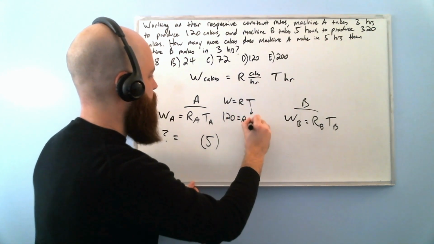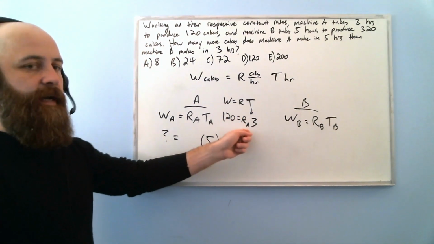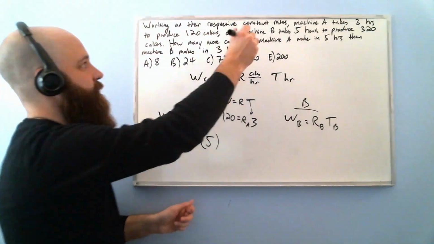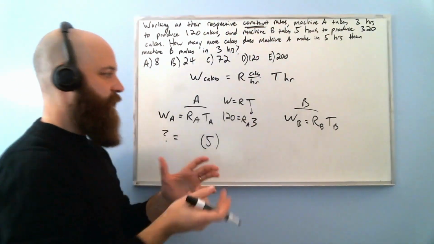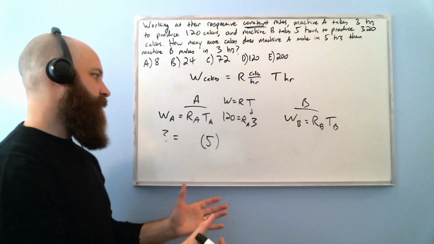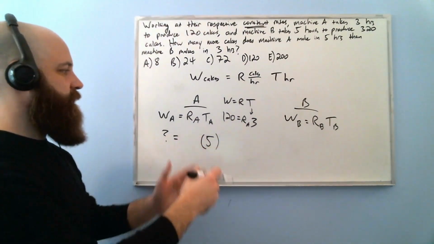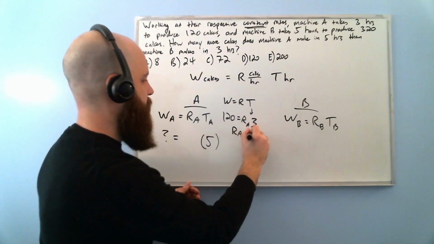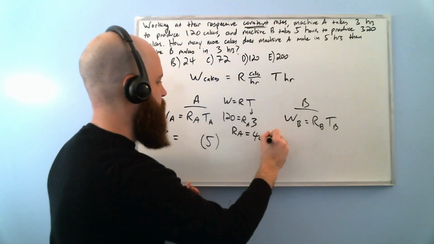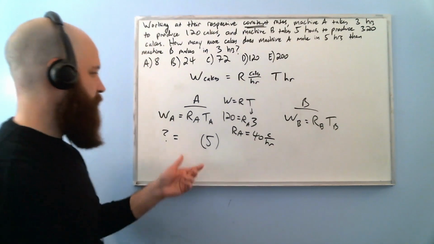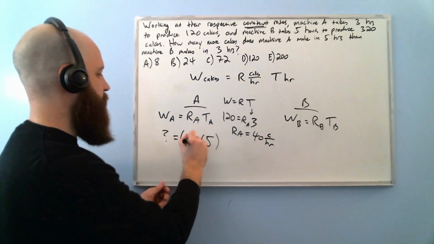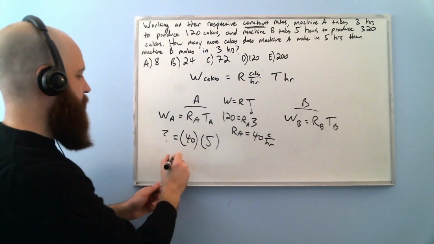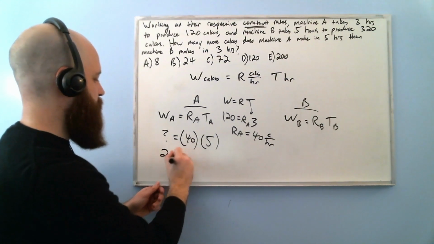Great. What's missing is the rate. I can solve for rate. And it tells me that they're working at constant rates, so that rate isn't going to change. If I calculate it for this 3-hour scenario, it'll be the same later on too. So I solve for rate A. I get that's 40 cakes per hour. So I can plug in 40 there. I get machine A makes 200 cakes in 5 hours.